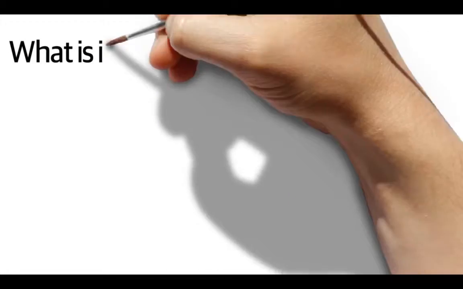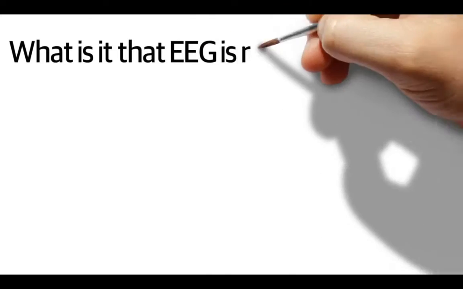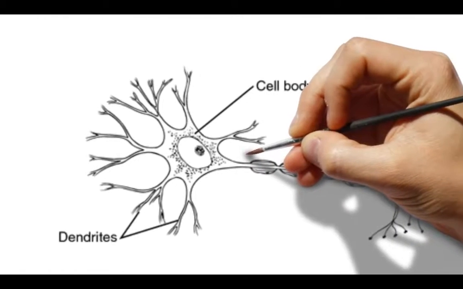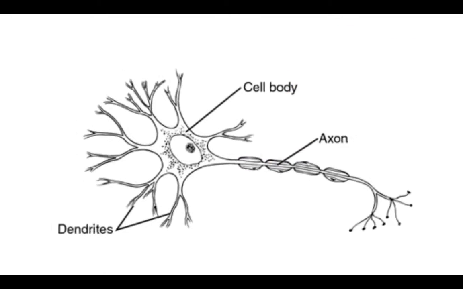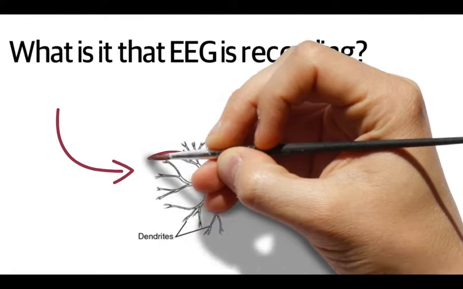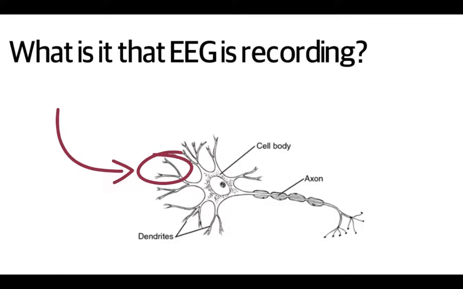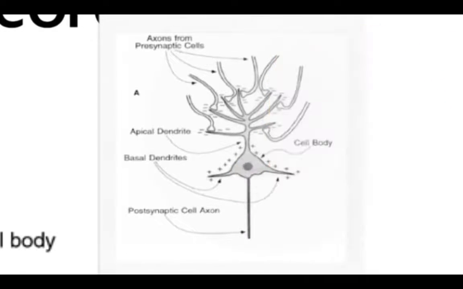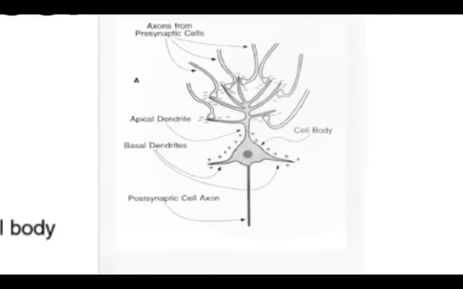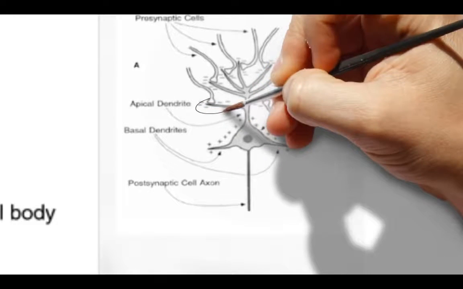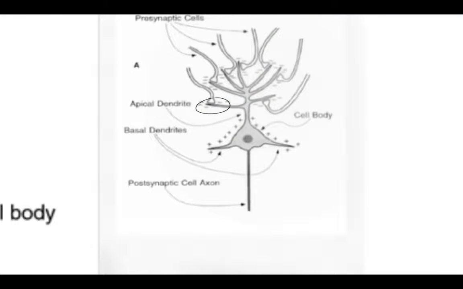And just what is this brain activity? What is it that EEG is recording? Your brain is made up of billions, actually hundreds of billions of brain cells, called neurons. The neurons have axons that release neurotransmitters, and dendrites that receive them. When the dendrites of a neuron receive the neurotransmitters from the axons of other neurons, it causes an electrical polarity change inside of the neuron. This polarity change is what the EEG is recording.